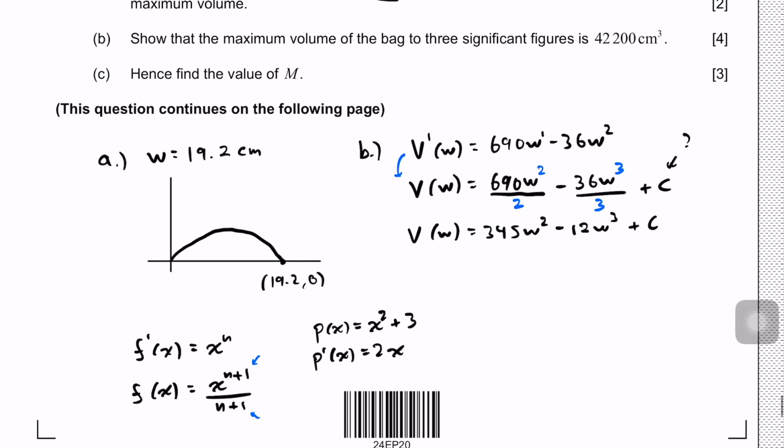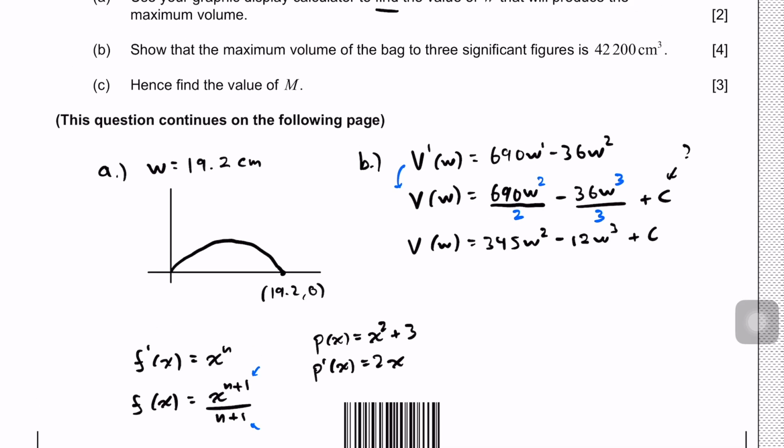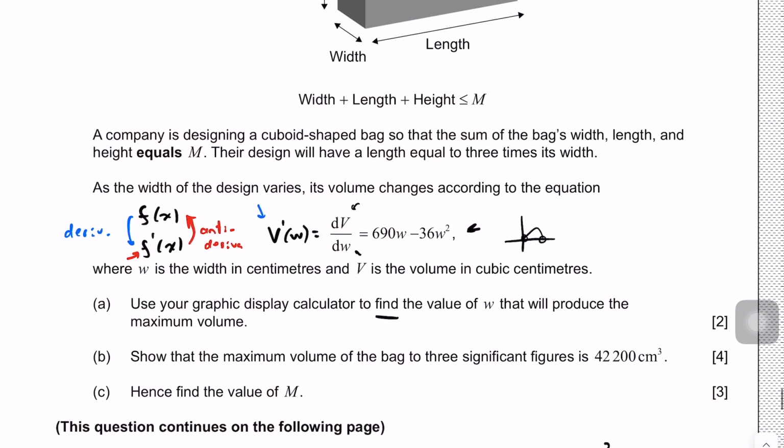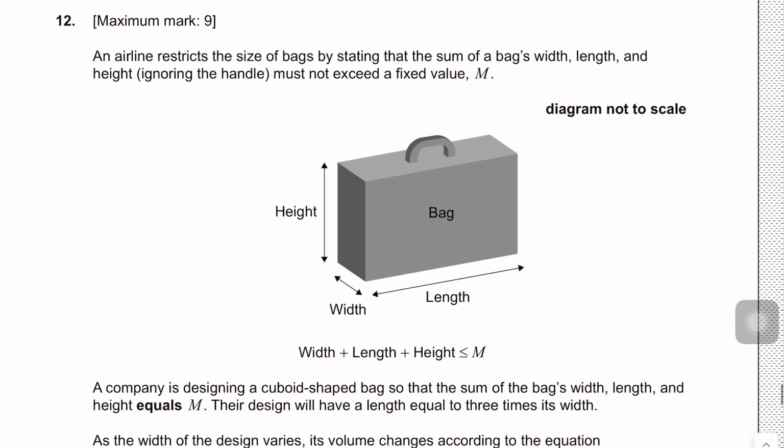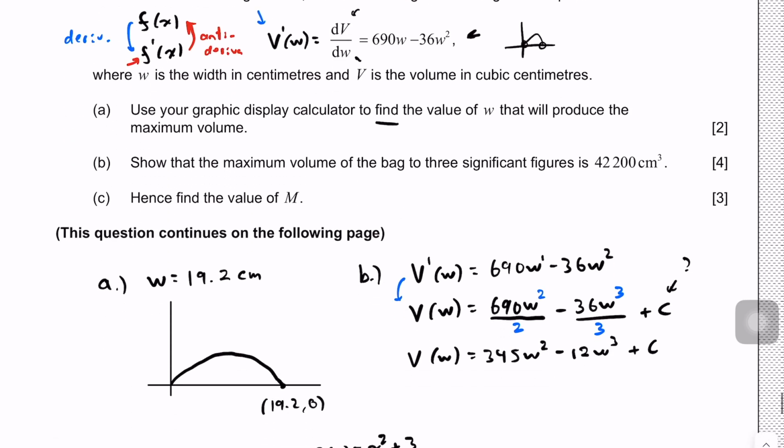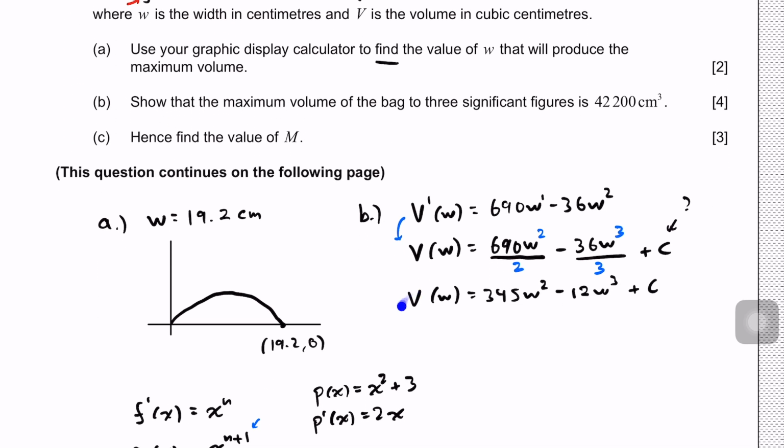So now, if we could just substitute 19.2 in for W, then we could get the volume, but we still don't know what C is, so we don't yet have a relationship between volume and the width. So what can we do? How can we find this value of C? Usually if we know a point on our original function, then we can just substitute. That is to say, if we had a V and a W, we could substitute, and we'd just be left with a C, and we could solve for it.